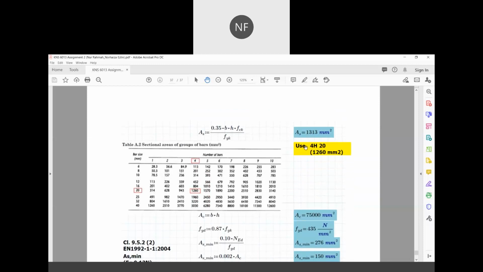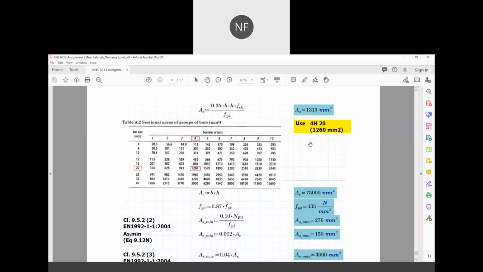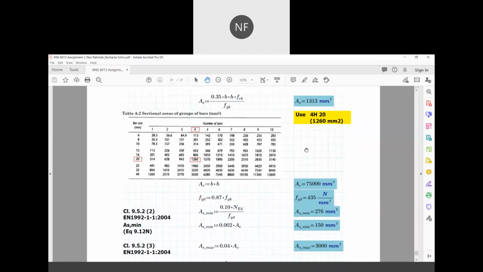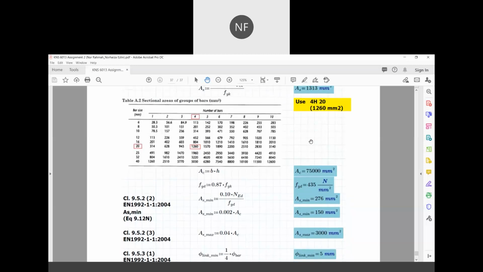Okay, and the area required is equal to 1,313 millimeters square. So, referring to the sectional area of group of bars table, we can obtain that the applicable area is equal to 1,260 mm square, that is referred to 4H20. So we're going to use that one for our design.